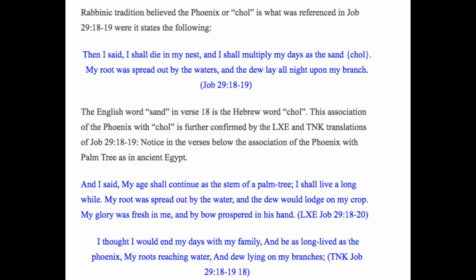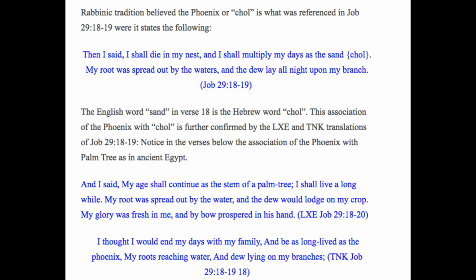My glory was fresh in me, and my bow prospered in his hand. I thought I would end my days with my family and be as long-lived as the phoenix. My roots reach in water and dew lying on my branches. Tanakh, Job 29:18-19.